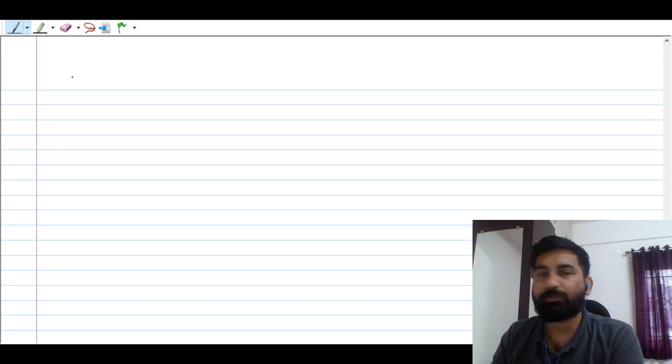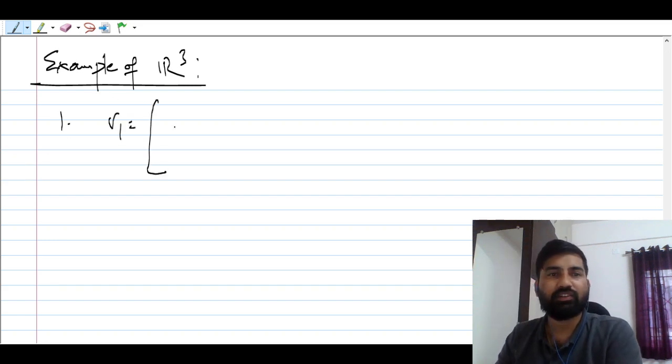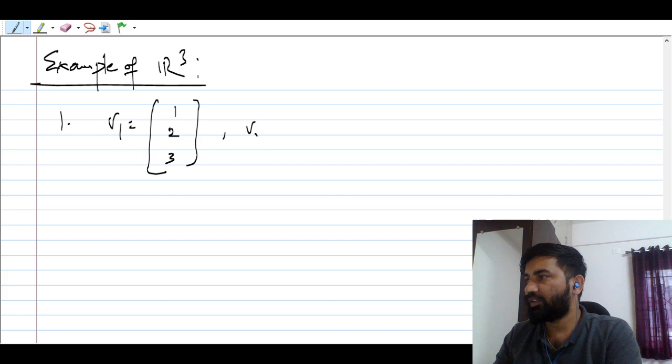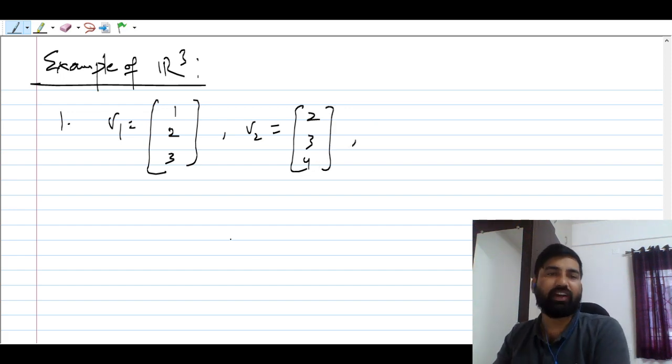let me talk about some examples of R3. Examples of R3. So 1 minute, guys. Okay, fine. So example of R3 is what? Suppose there are some vectors, like you can say V1 is given as (1, 2, 3), right? V2 is given as (2, 3, 4). And okay, so these are two vectors we have been given, right?